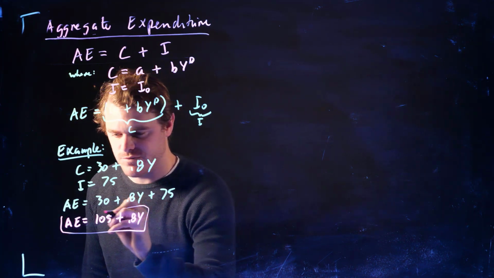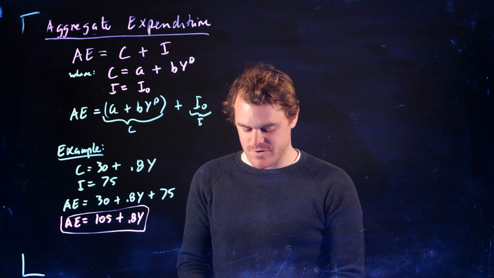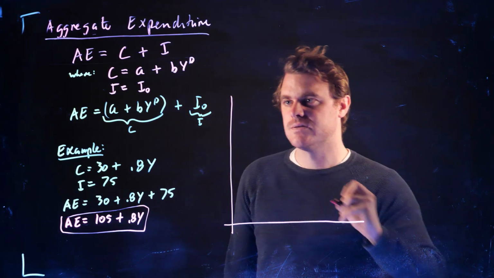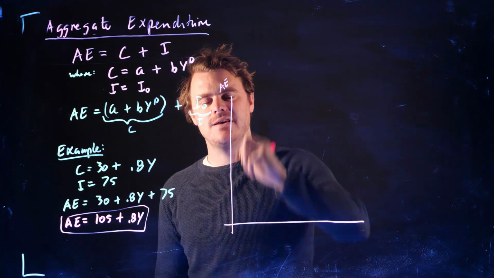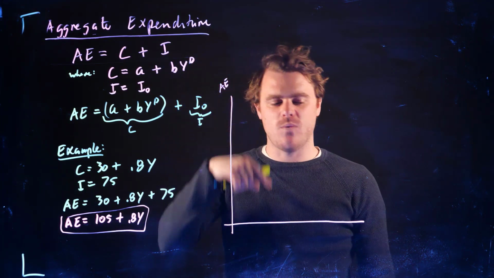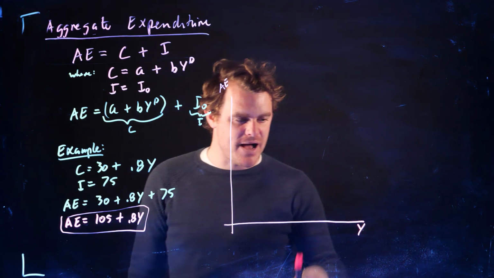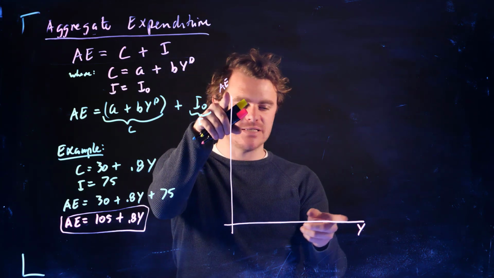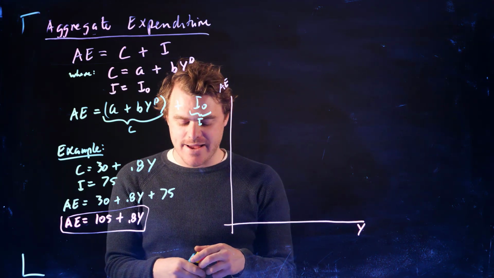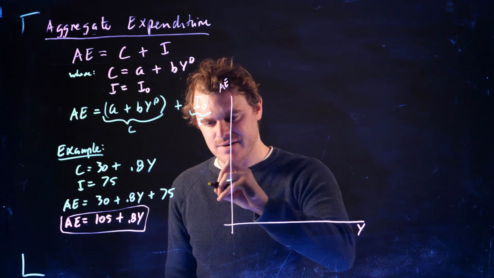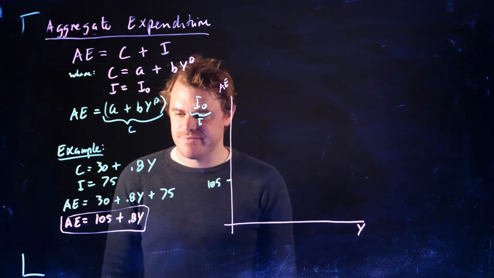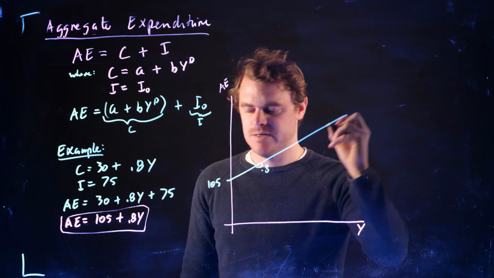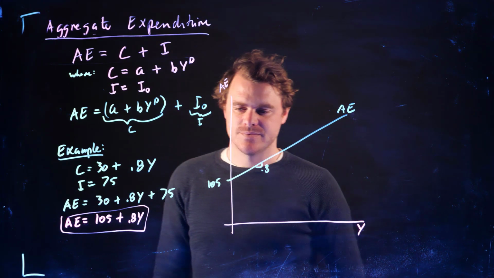So here's our functional form. This is like the equation of a line, right? If we wanted to draw this out, it would look something like this. We could have AE, or desired aggregate expenditure, on the y-axis. We could have the actual amount on the x. And we can think of this relationship between the aggregate expenditure and the actual y. We have an intercept of 105, and we have a slope of 0.8. And this is our AE function.